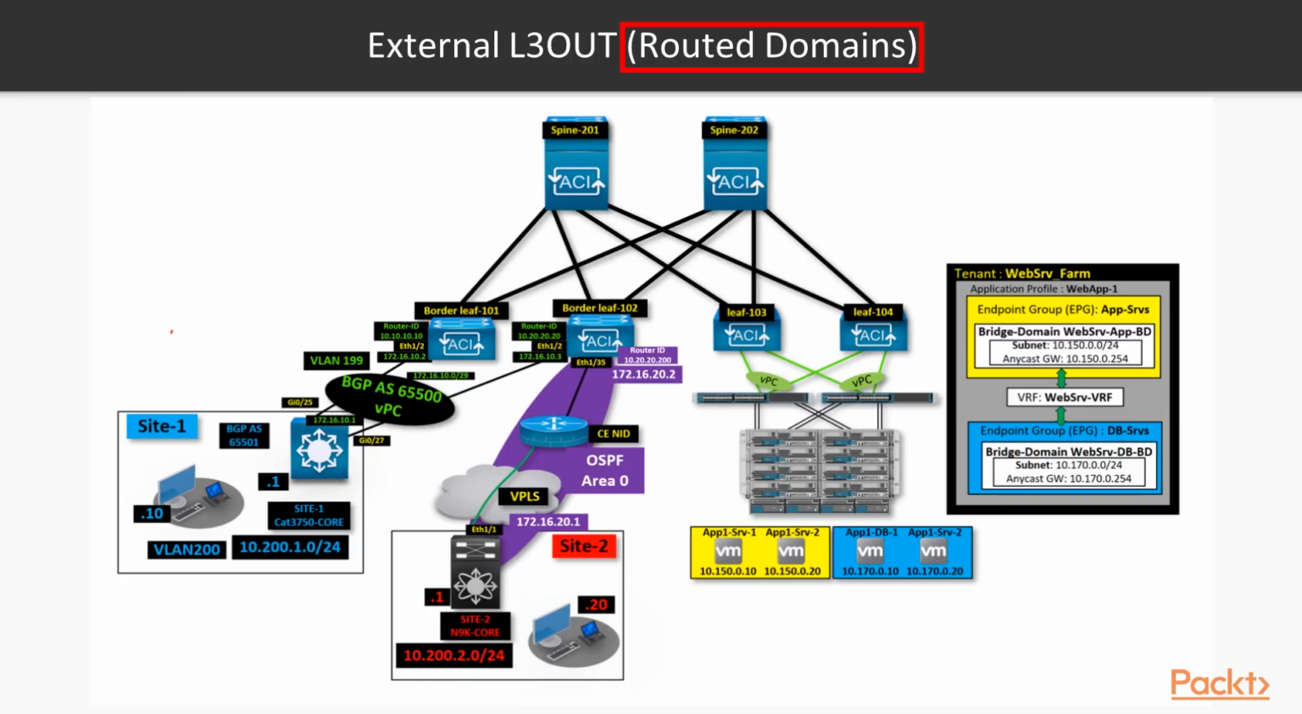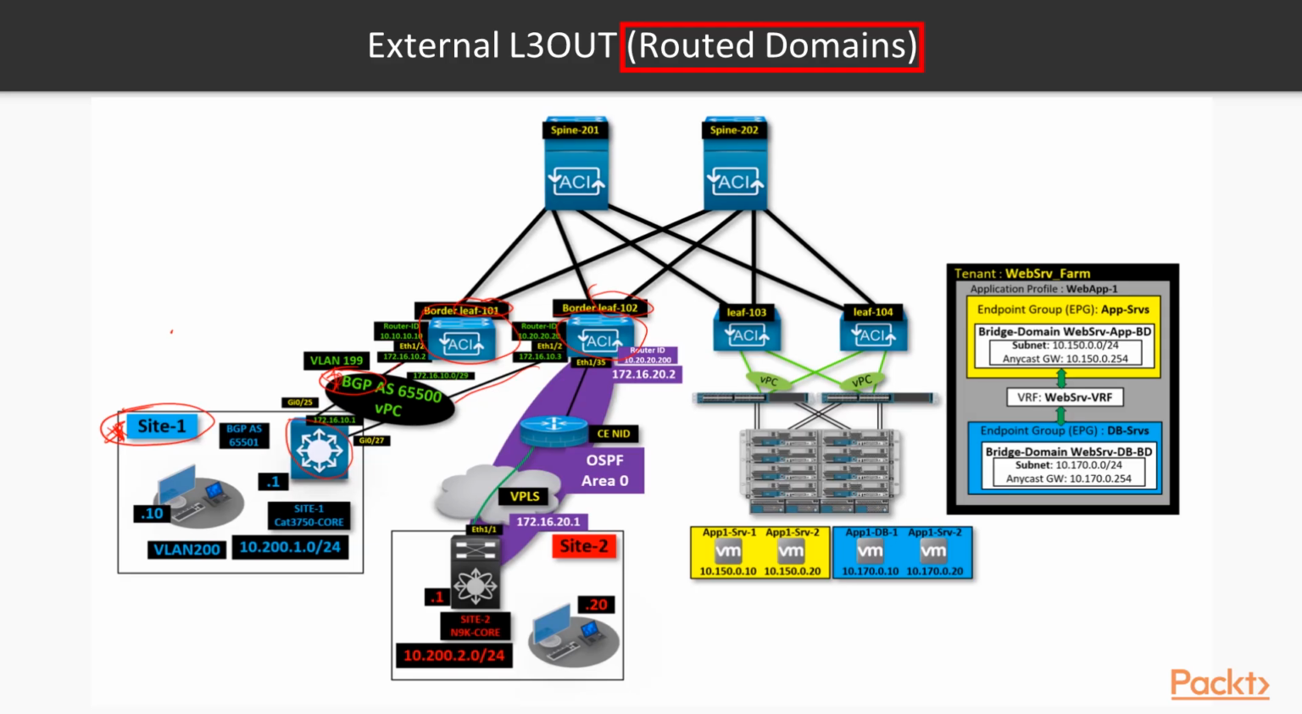The first one, we're going to configure an external L3 out to peer with BGP to site number 1, right? So we've got site number 1. We are going to configure BGP between my two border leaves. By the way, it's called a border leaf because it connects to an external network, so we label them as border leaves. What we're going to do is peer leaf 101 and leaf 102 to the site 1 local core.